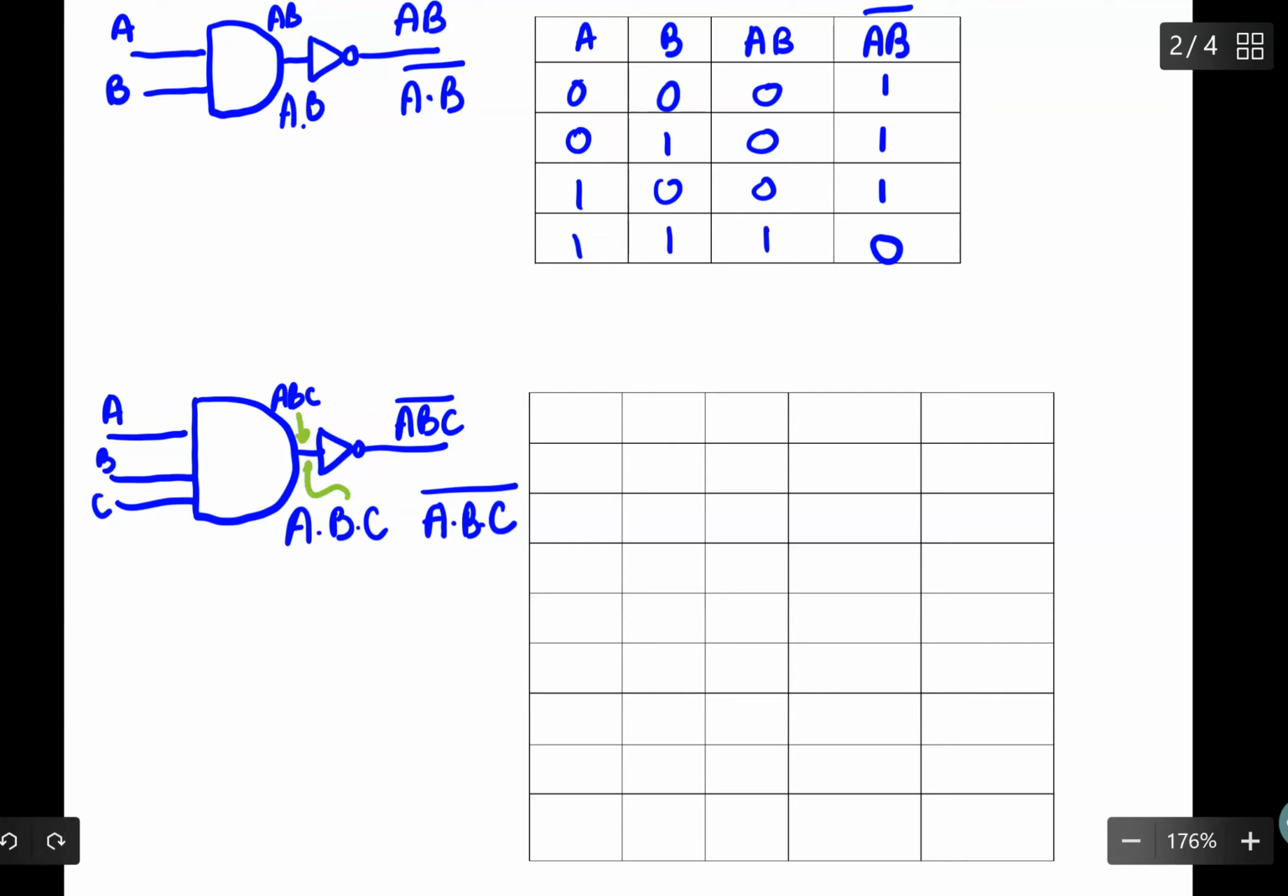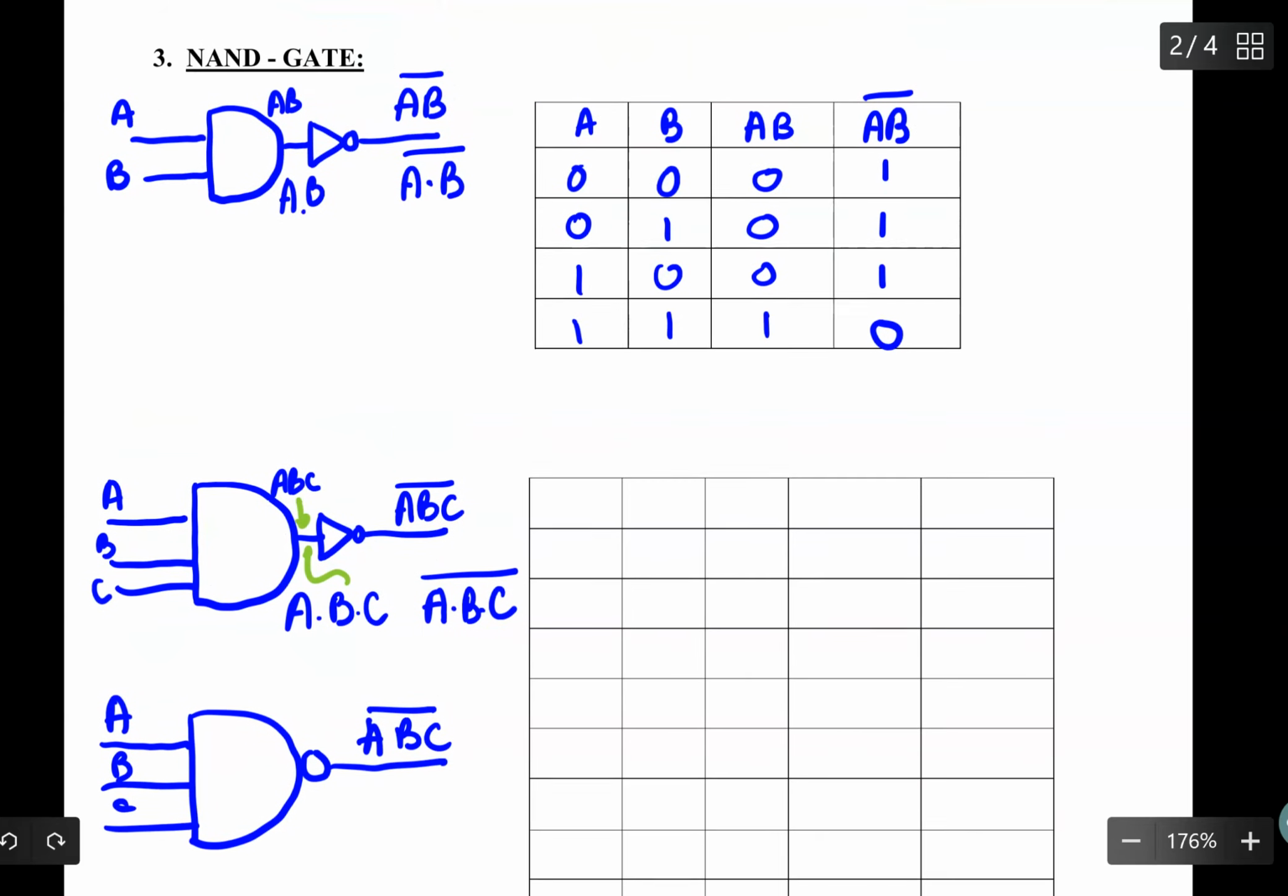Alright, okay, so let's draw it here. That signal is coming out from there. And there's another way of drawing this inverter, by just putting a circle at the front. So in this case I will have ABC inverted. The same thing for the two inputs here. Instead of drawing an inverter, I should put the circle at the front. So coming out of here, I just have AB inverted.